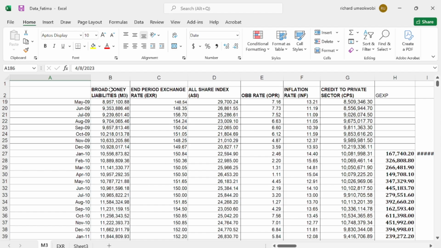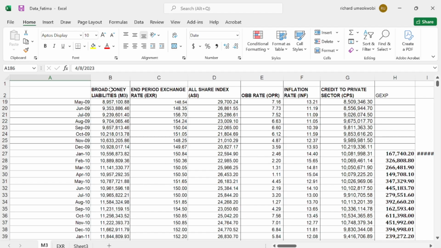So you have to know the meaning of these definitions when running your analysis, because it helps you do your interpretations of your analysis. Then we have the Ocean Index, and then we have the OBB rate, which is called open repo rate currently. That is the rate at which commercial banks trade with each other overnight before going to the asymmetric corridor in Nigeria.